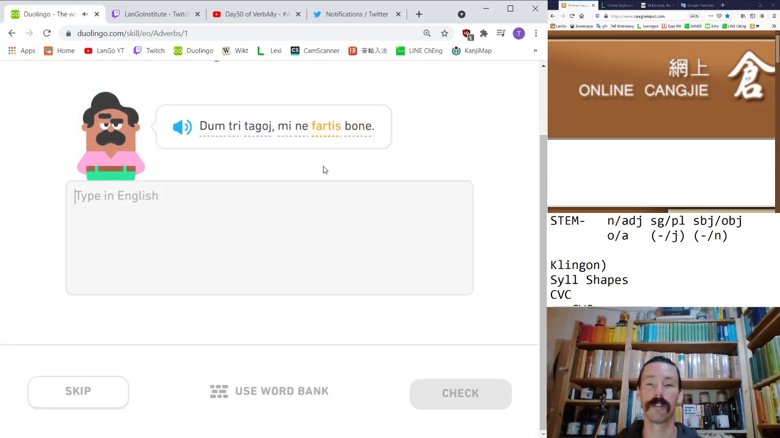Dum 3 tagoj mi ne fartis bone. Fartis, past marked. Dum 3 tagoj, during 3 days. Mi ne fartis, the ne right before the verb. Ne. I didn't feel well.